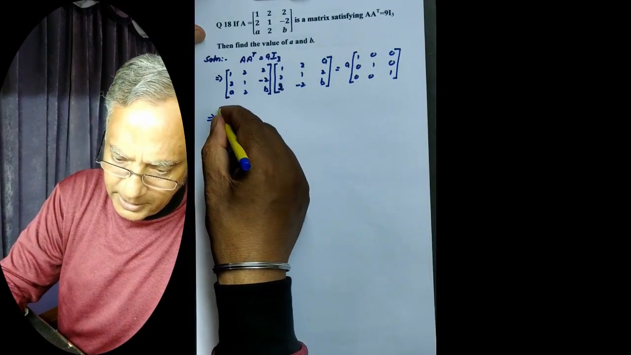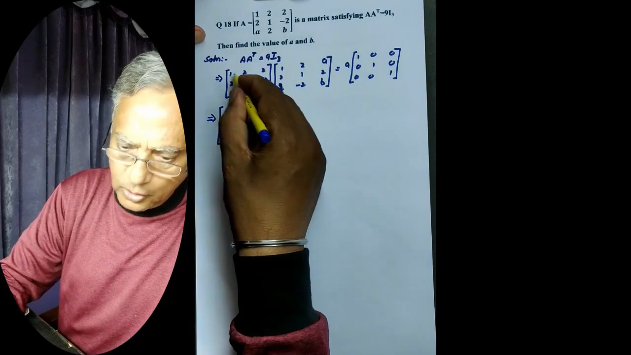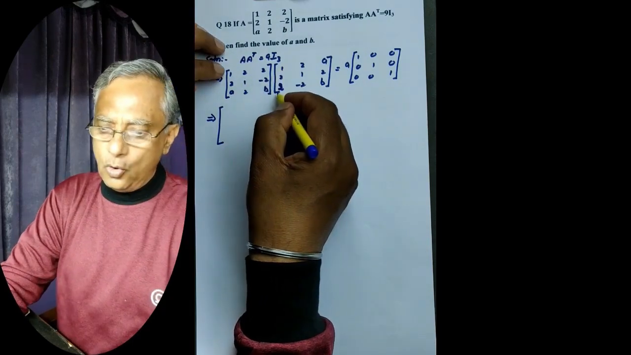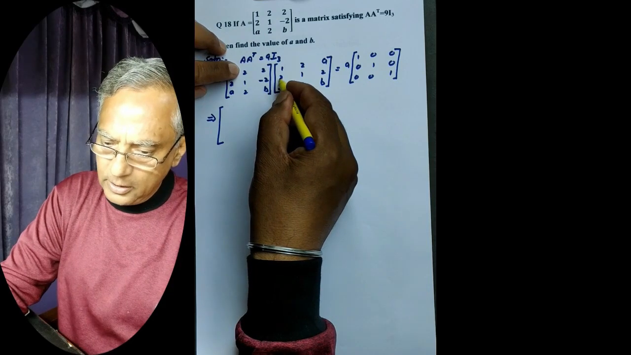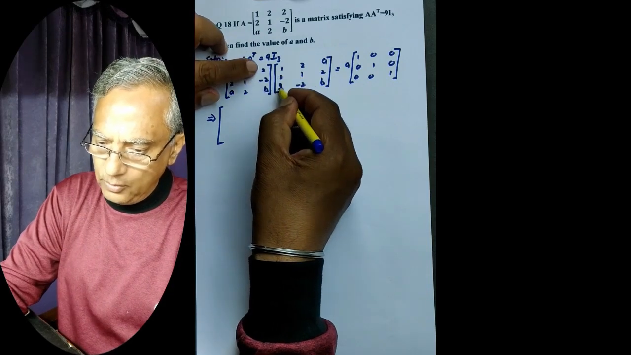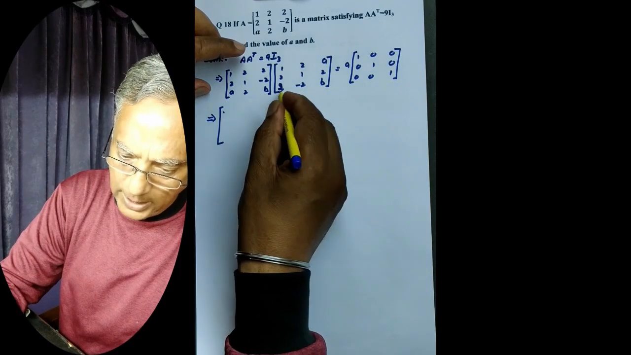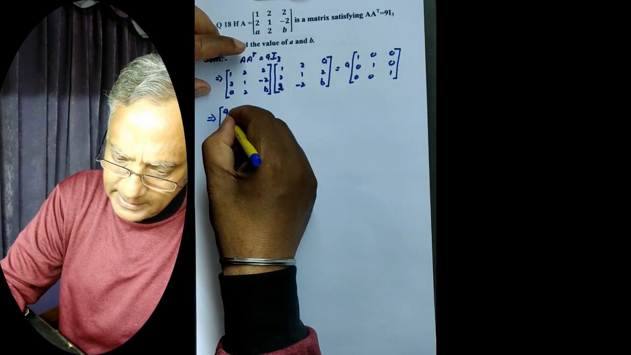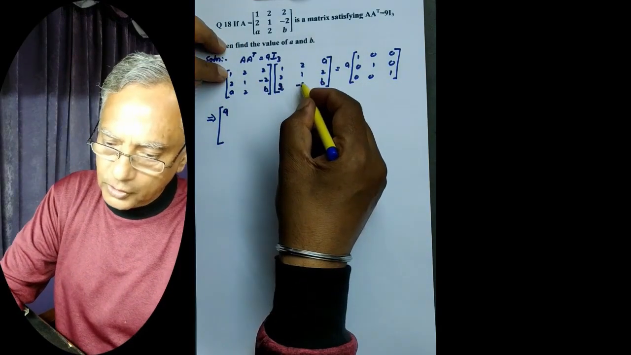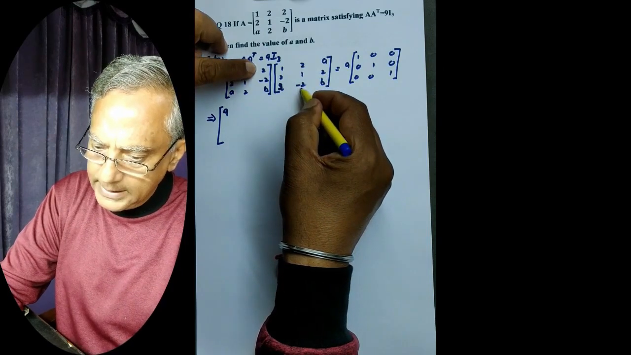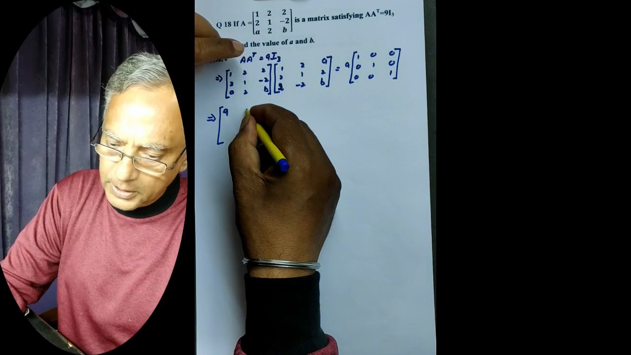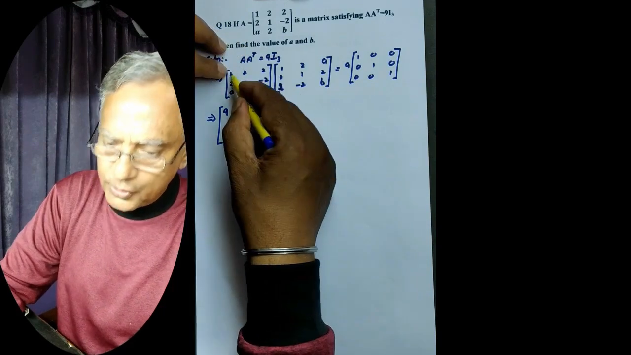Now matrix multiplication is a row column multiplication. So we multiply this row with this column. What we get is 1 into 1 is 1, 2 into 2 is 4, 1 plus 4 plus 4 is 9. Now this into this: 2 plus 2 minus 4 is 0.